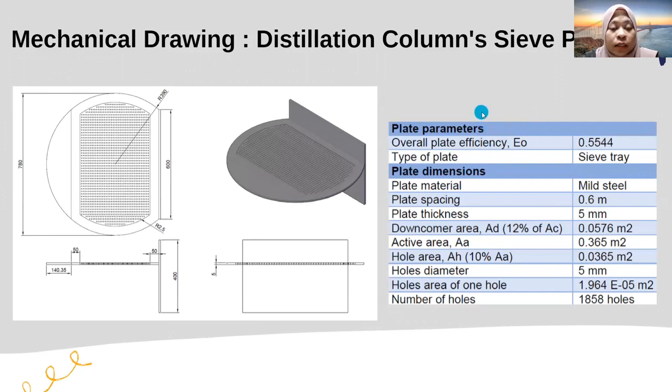So here is the drawing where we can find the plate parameters, and the efficiency is 0.5544, and the plate material is mild steel, and the plate spacing, which is the distance between each plate, is 0.6 meter, and their thickness is 5 millimeters. And for the holes, the number of holes is 1,858 holes.